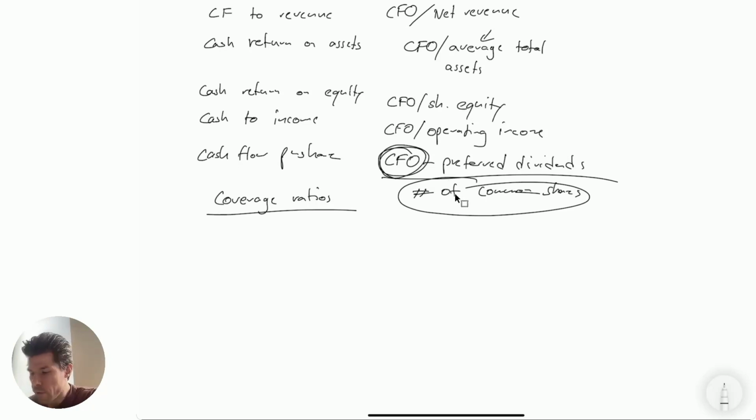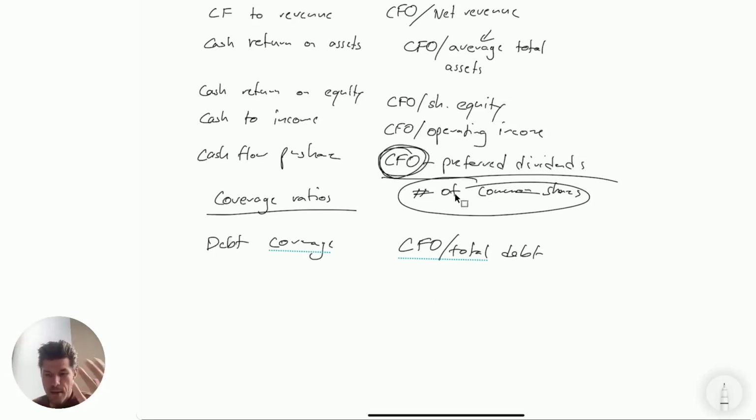If we look at coverage ratios, for example, debt coverage, CFO over total debt, talks about financial risk, financial leverage. We talked about this earlier. You can use balance sheet items as well to look at, okay, debt over the entire liabilities plus shareholders' equity side.